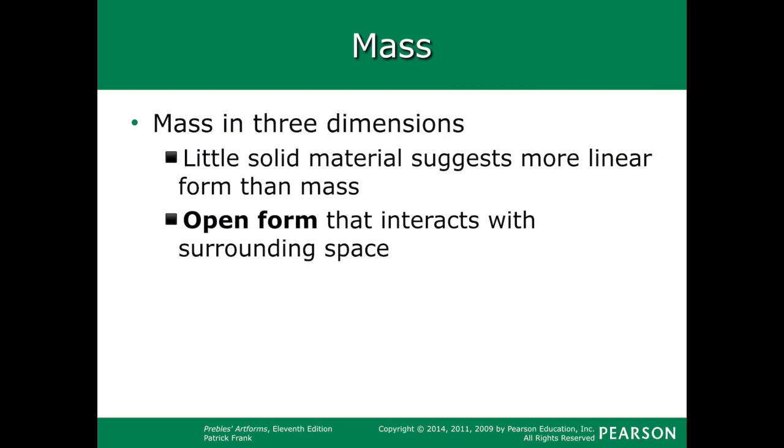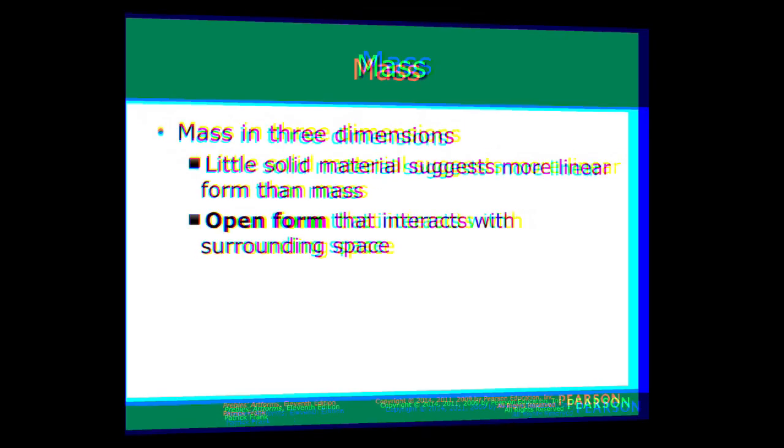And so when it comes to open form sculpture, we are looking at sculptures that interact with the surrounding space. And this work here by Alberto Giacometti, Man Pointing, made in 1947, made from bronze, a very tall sculpture, very tall and narrow sculpture of the human form.